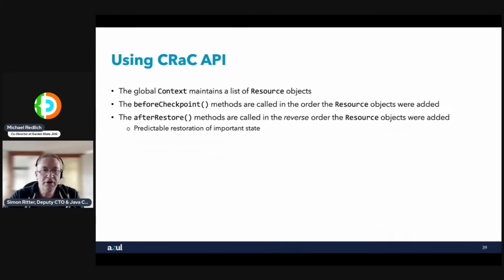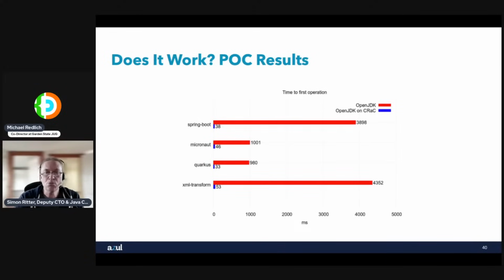Using the CRaC API, as I say, you get the context, you add the classes in terms of the resources, you implement the beforeCheckpoint and the afterRestore methods, and it gives you a nice predictable way of doing things. Does it work? Well, the answer is yes. Here's some benchmarks we did.